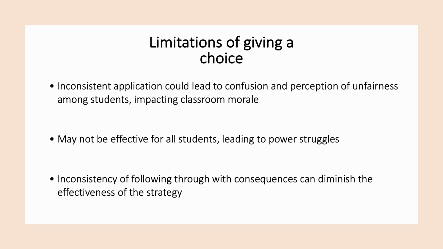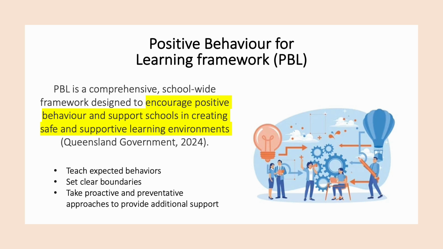The choice strategy may not be effective for all students and some may refuse all options, especially those who are significantly disengaged or unmotivated by the choices provided. This could lead to power struggles. To avoid this, teachers could incorporate the students' interests and curiosities into the choices where appropriate to increase their motivation and engagement. Additionally, if teachers are inconsistent when following through with the consequences tied to the choices, students may start to disregard the choices and the effectiveness of the strategy will diminish. Therefore, teachers should make a conscious effort to consistently enforce the consequences, even if it requires additional time and effort.